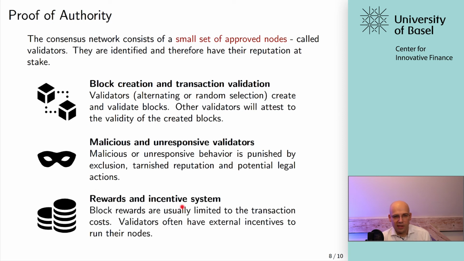And in terms of rewards and incentive schemes, block rewards are usually limited to transaction costs, and validators often have external incentives to run their nodes. So, for example, data or just some power over the system. There are many reasons why you might want to do that, but it's usually not the same as with proof of work and proof of stake, where you have a direct monetary compensation. Of course, you also have the transaction cost here, but usually it's much more than that.